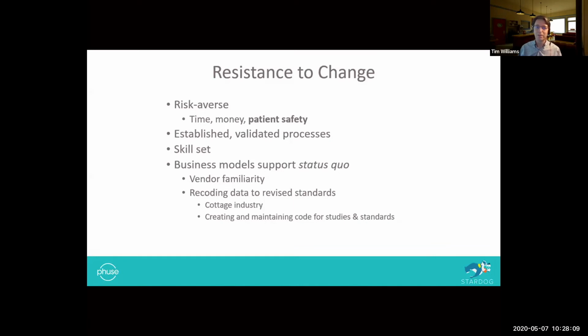Recoding data to revise standards has become a cottage industry unto itself, and it is a big cottage. This is a significant revenue stream for contract organizations. But there is a way forward. Next, let's look at what the future could be.